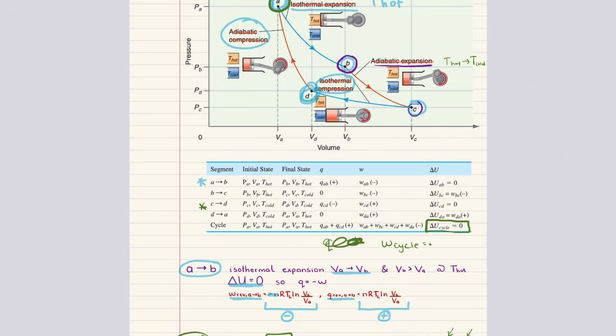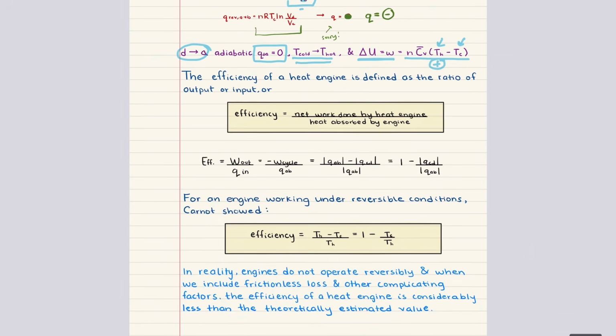Now let's connect the pieces to efficiency. Thermal efficiency means useful output divided by required input. The useful output per cycle is the work out. With our sign convention, that's going to be negative work cycle. The required input is the heat that's actually taken from the hot reservoir. And in a Carnot cycle, that happens only on the hot isotherm A to B. So the efficiency is negative work cycle divided by QAB.